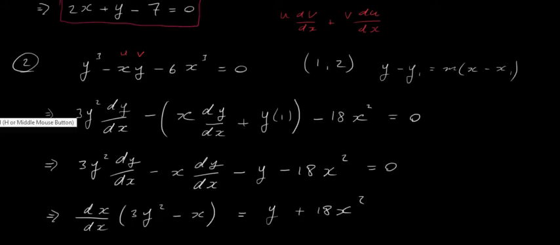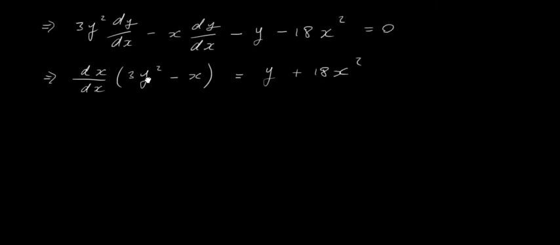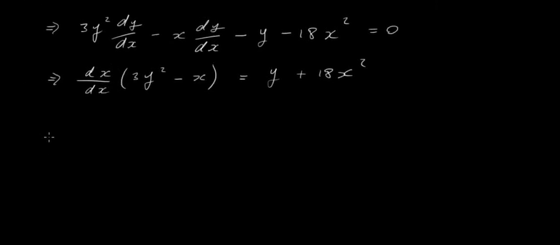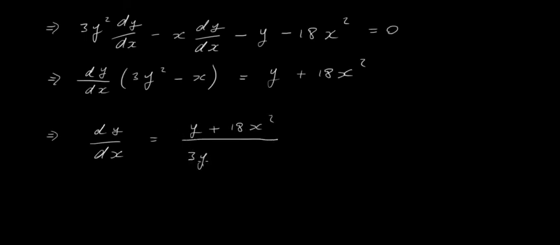Okay, so now all I've got to do is divide across by this term here in brackets, so let's do that. On the left hand side I'm just going to end up with, I made a slight mistake here, that should be dy/dx. So here I'm going to be left with dy/dx on the left hand side, and on the right hand side y plus 18x squared divided by 3y squared minus x.